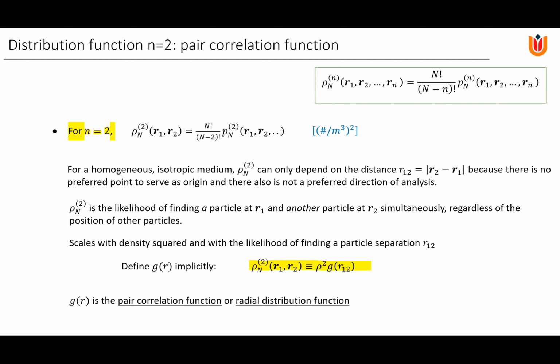That scales, of course, with the density squared. Because the particle density likely depends on the particle separation, we can use that knowledge to implicitly define so-called pair correlation functions. This function here is proportional to density squared, and the new function depends only on the particle separation. That one is called the pair correlation or Rayleigh distribution.